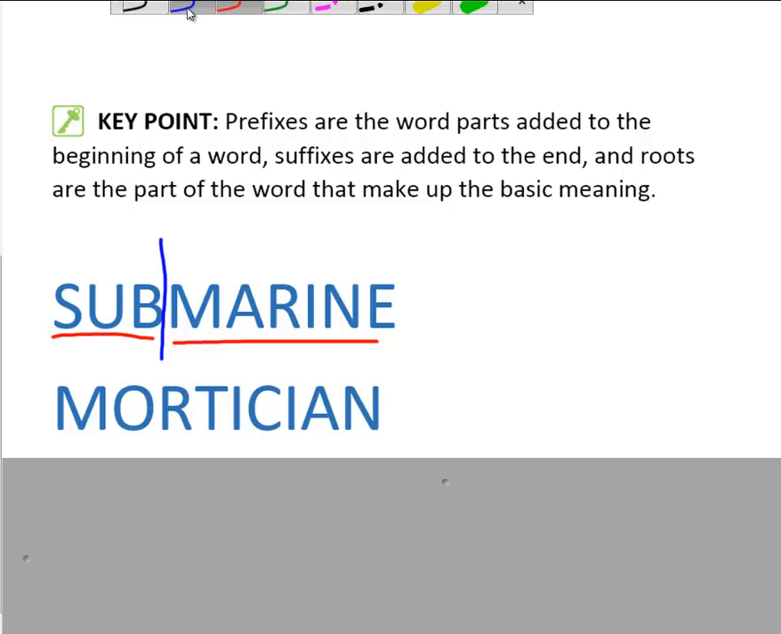Let's try another one. Mortician. Well, let's think about words you know that have the word part mort in them. Do you know any words that have the word part mort in them? Maybe you know about a mortuary, which is another word for a funeral home. Or maybe you know that your mortal enemy is the enemy who wants to see you die. Or the fact that if you are immortal, then you can't die, you live forever.